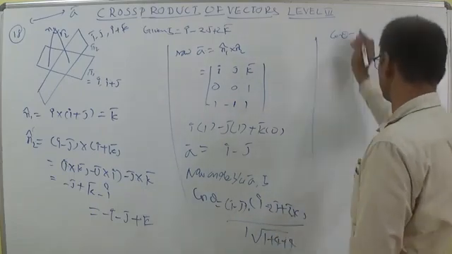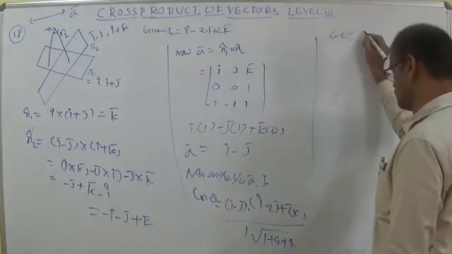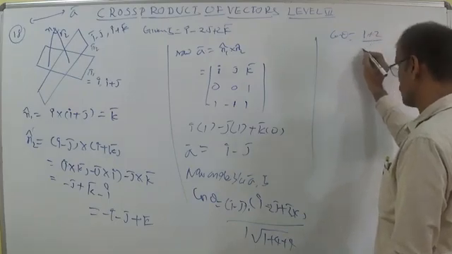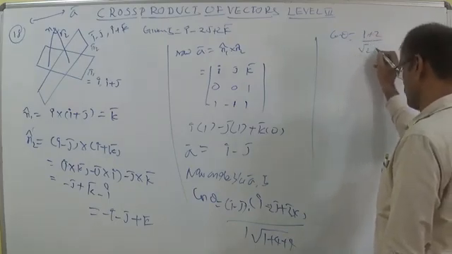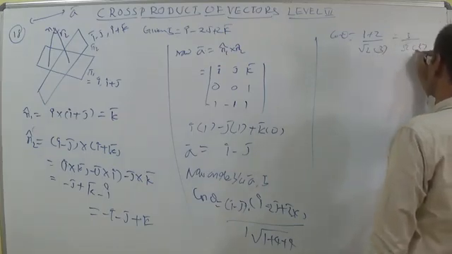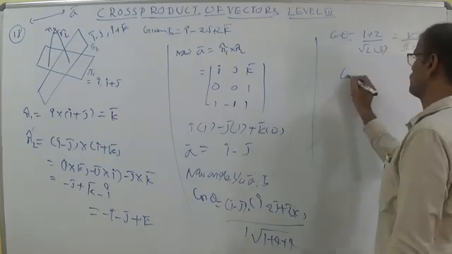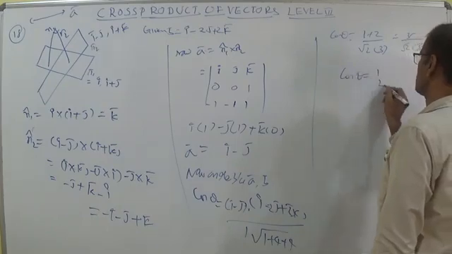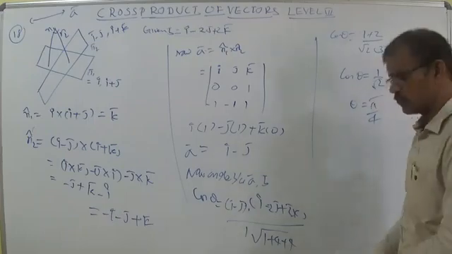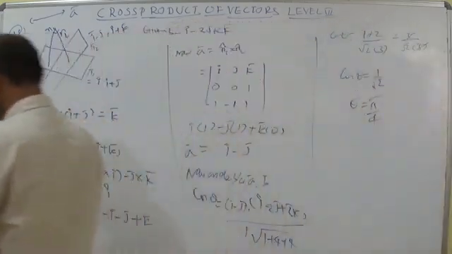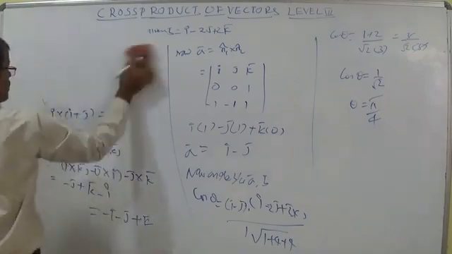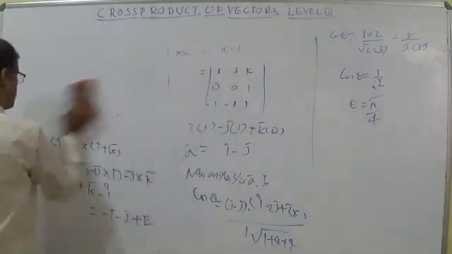So 1 plus 2 by root 2 into 3, that is 3 by root 2 into 3. 3 gets cancelled. So we got cos theta is equal to 1 by root 2. Therefore theta is equal to pi by 4. It's okay, pi by 4 is the answer. Next, 18th question completed. Let us complete 19th.